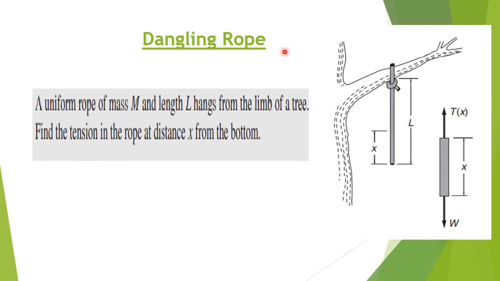Our next example is a dangling rope. This is a rope tied at the limb of a tree. A uniform rope of mass m, the total mass of the rope is m, and length L hangs from the limb of a tree. You have to find out the tension in the rope at distance x from the bottom. So, from the bottom at a distance x, what is the tension at this point? You can see this diagram. Here W is the weight of the rope of this length x. Here you can see the tension at the point x. You have to find out the tension T of x.